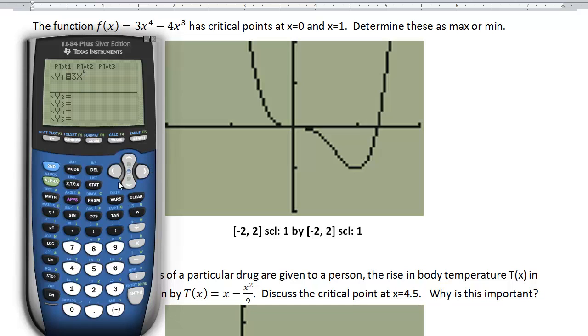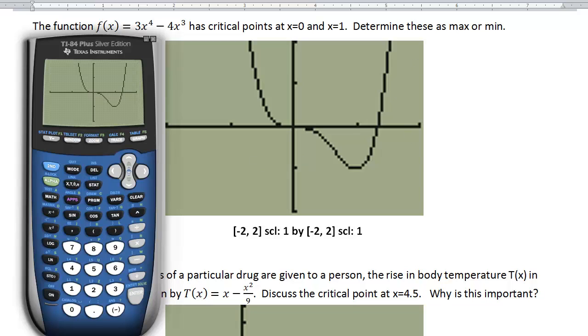Fourth and over, there we go, minus 4x cubed. And again, this right here is telling me the domain and range of the window that was used to produce this picture. So it's from negative 2 to 2 by a scale of 1. So I just put this into my window dimensions, -2 to 2 by a scale of 1. We'll graph, and we get this picture again.